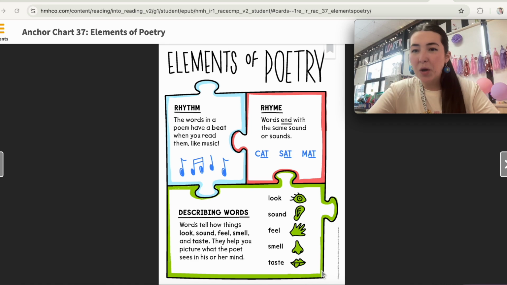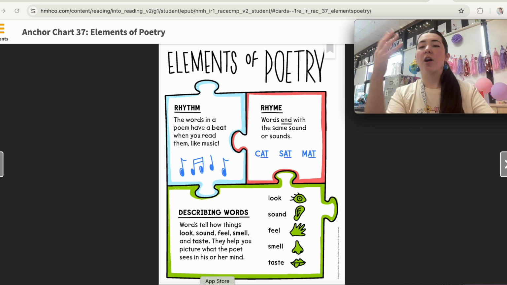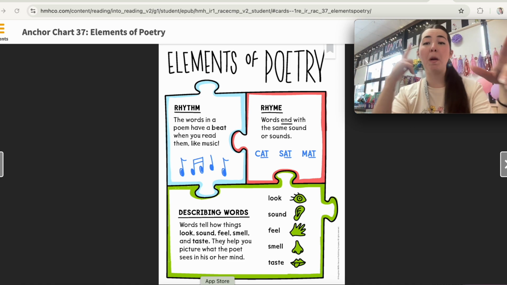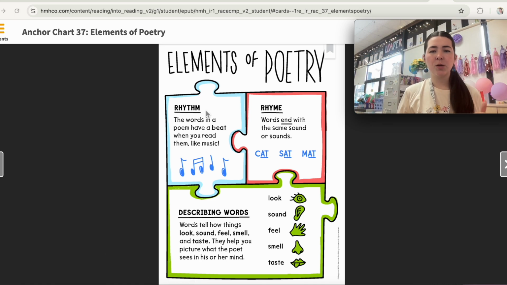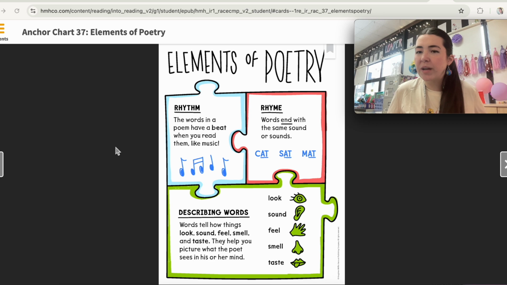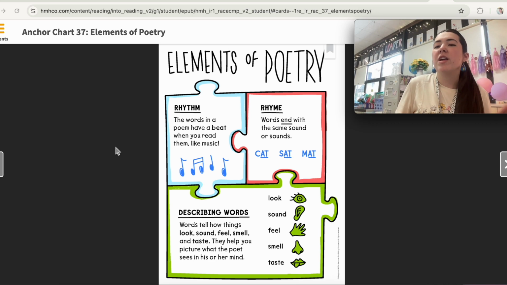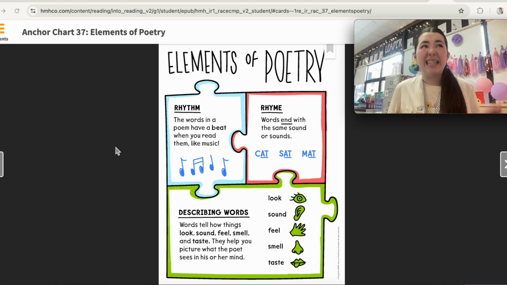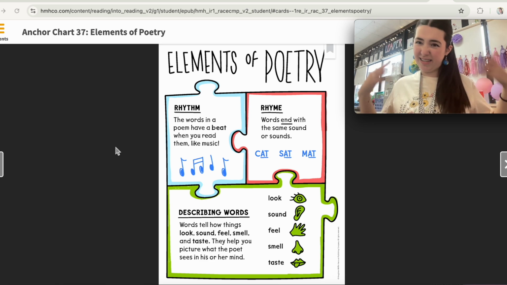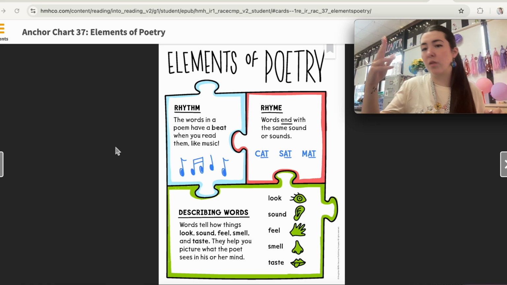I like it. So when we are talking about poetry, there are a couple of different things that we need to have in order to make it poetry. For example, it needs to have rhythm. That means the words in a poem have a beat when you read them, like music. If I was going to teach you with rhythm, I would talk like this. And when we read poetry, we kind of talk like this, because it has a beat. It's kind of just like music. Does that make sense? We talk with a beat. We talk with a rhythm.